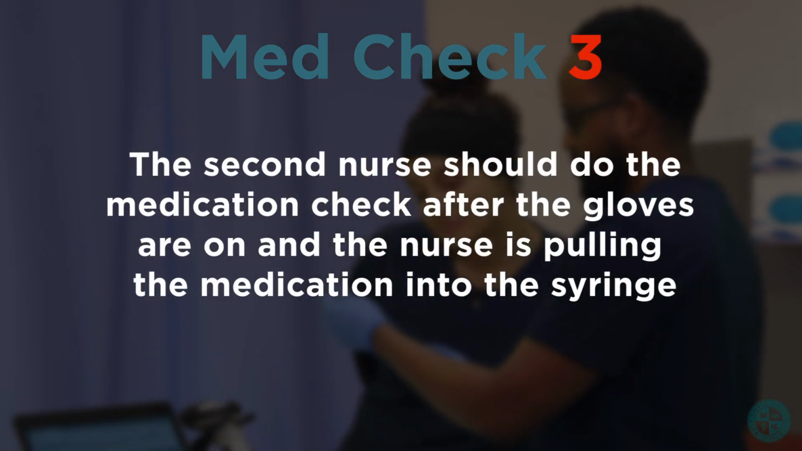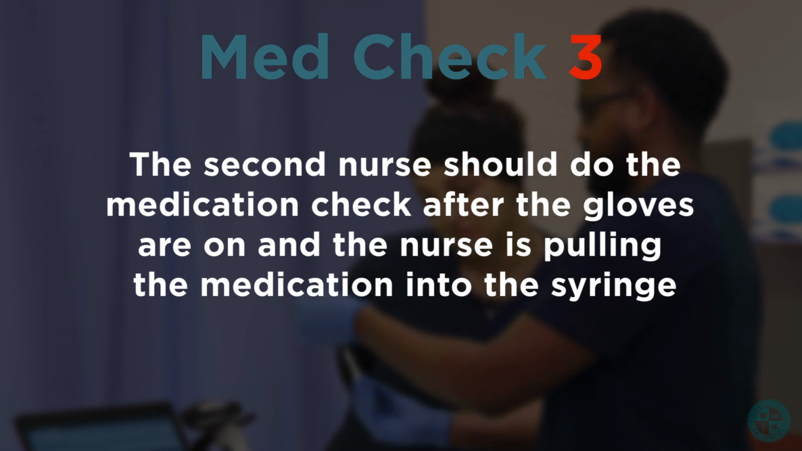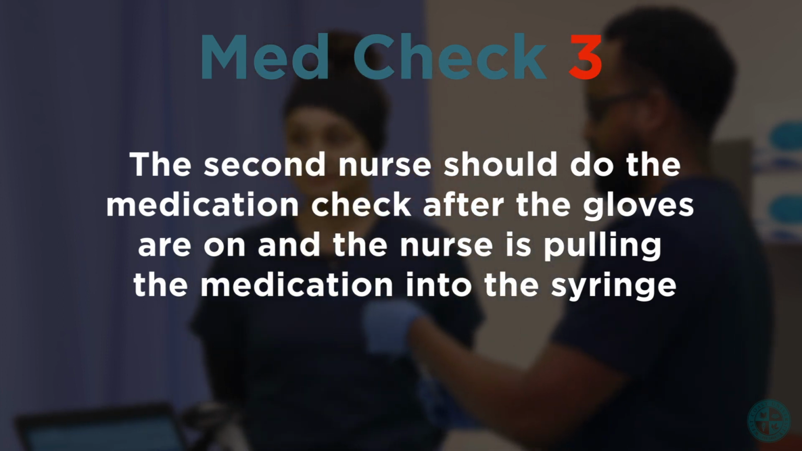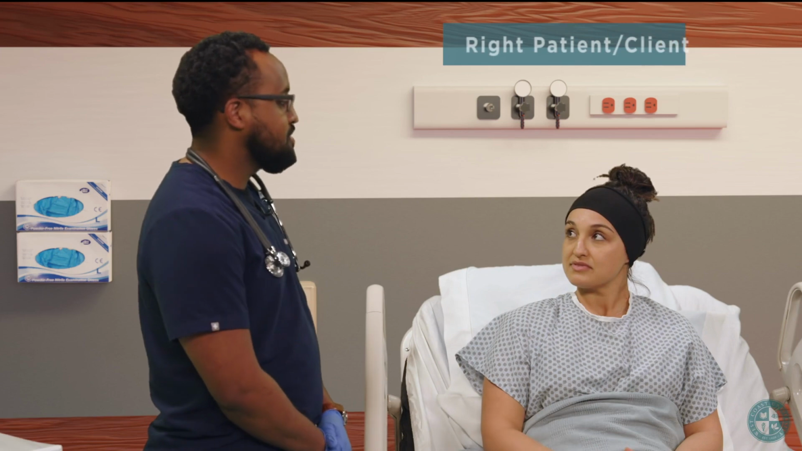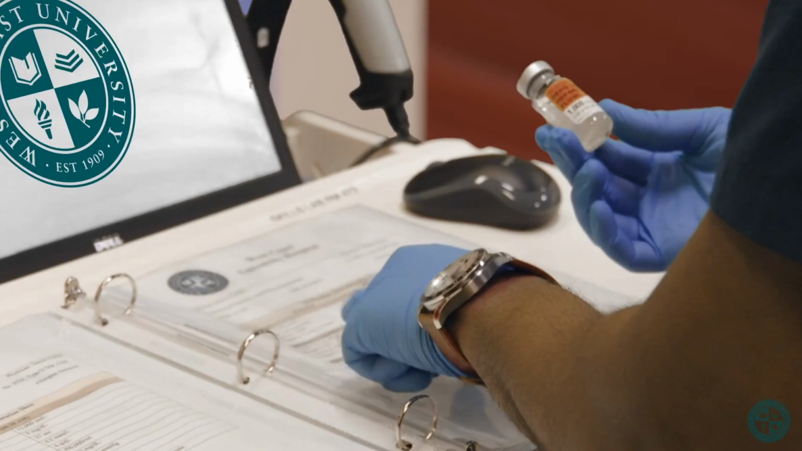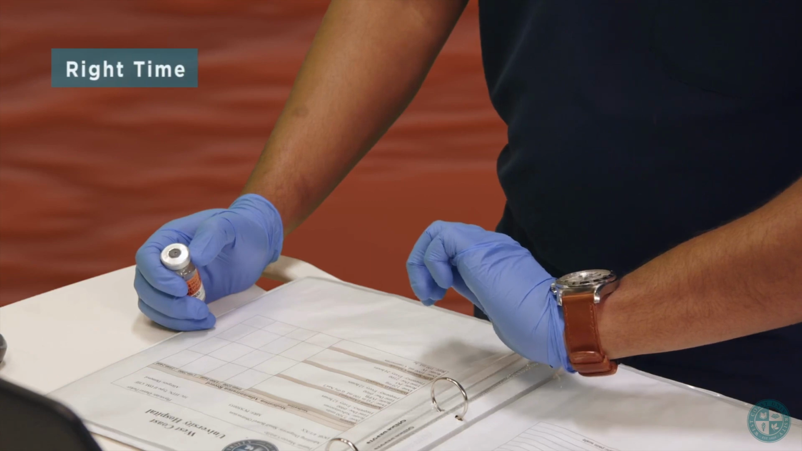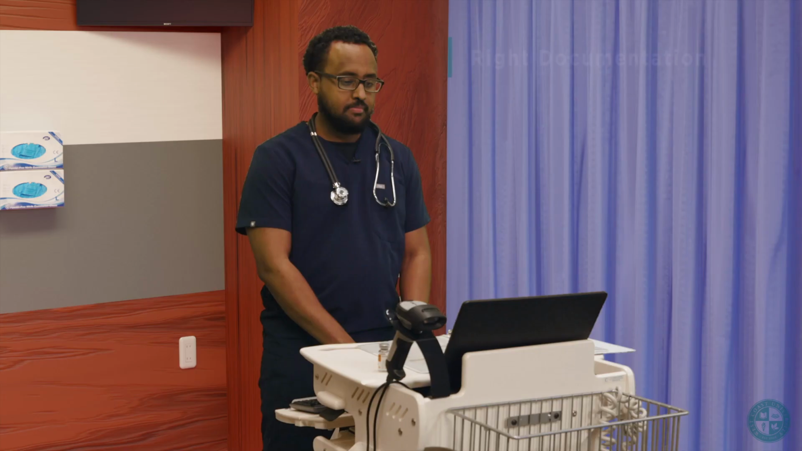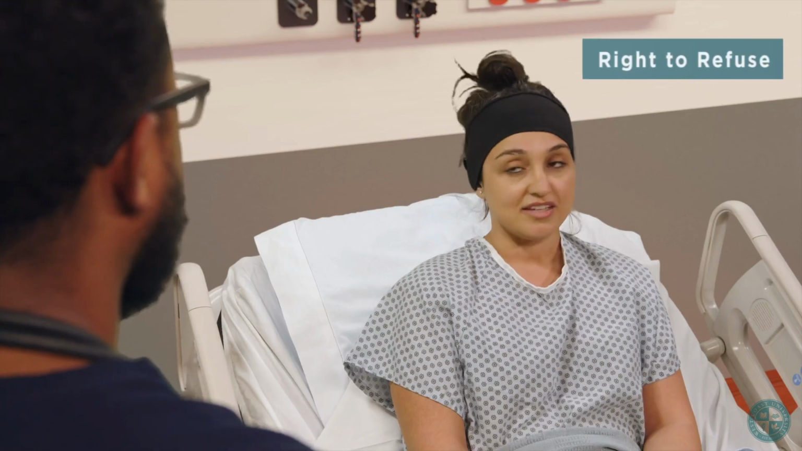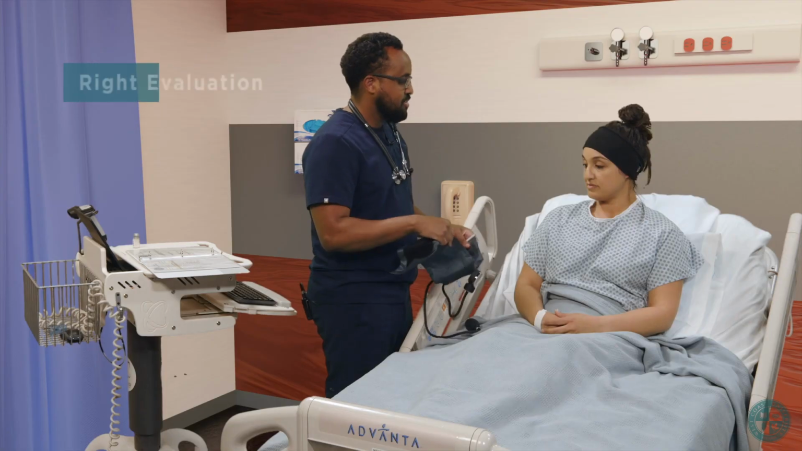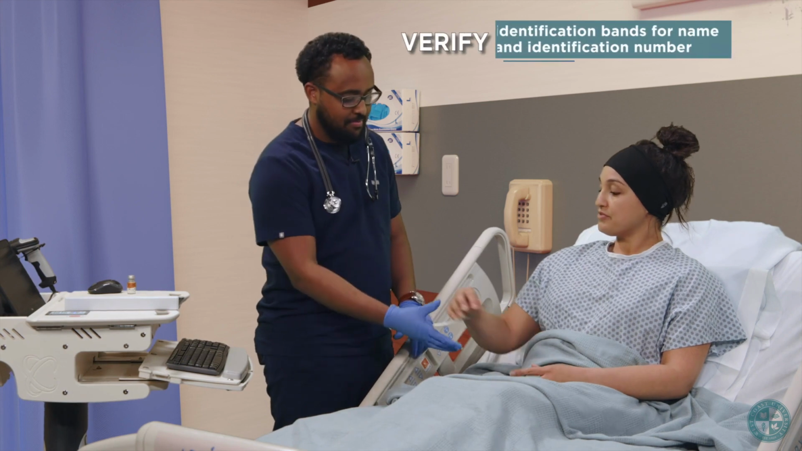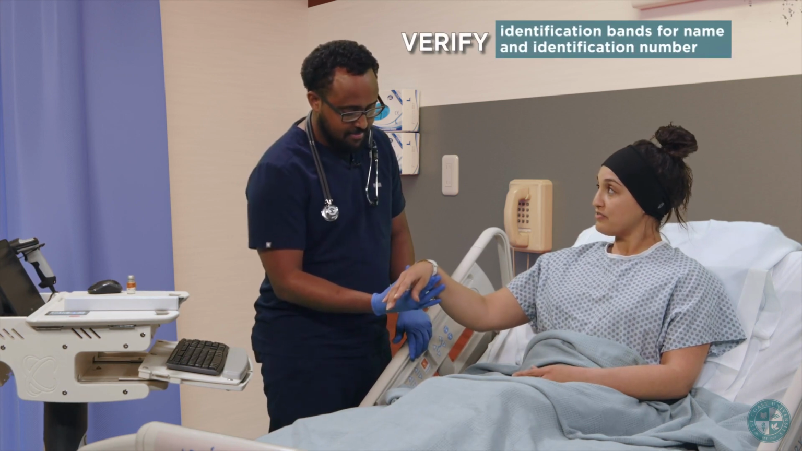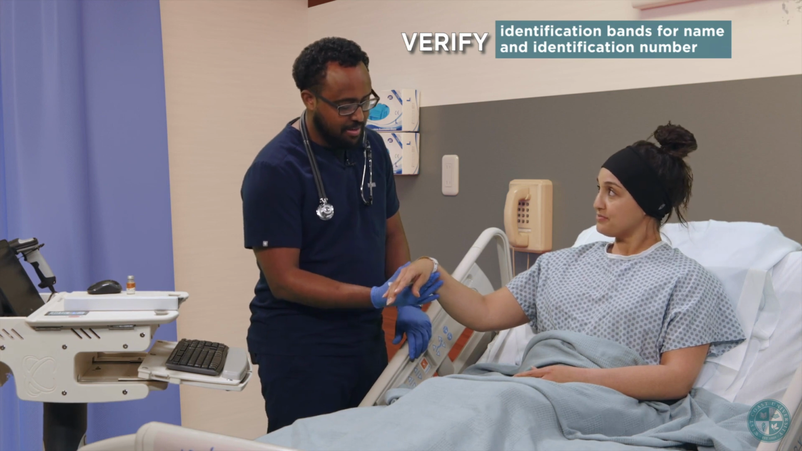The second nurse should do the medication check after the gloves are on and the nurse is pulling the medication into the syringe. The 10 rights of medication administration are: right patient, right medication, right dose, right time and frequency, right route, right documentation, right patient education, right to refuse, right assessment, right evaluation. Right patient or client. The Joint Commission requires 2 client identifiers. Verify identification bands for name and identification number.